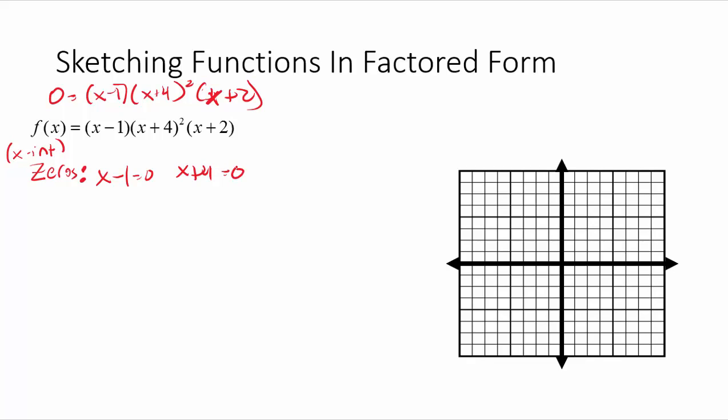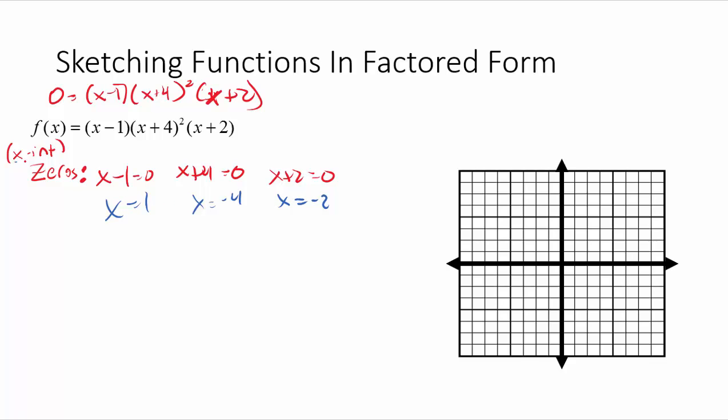And you should be able to tell this without writing this out, but I'll write it out anyway just so you guys can see. So if we set each of these equal to 0, if I add 1 here, I get that this 0 is x equals 1. If I subtract 4 over here, I'll get that this 0 is x equals negative 4. And if I subtract 2 over here, I should get that this 0 is x equals negative 2. All right, so that should get me my 3 zeros.